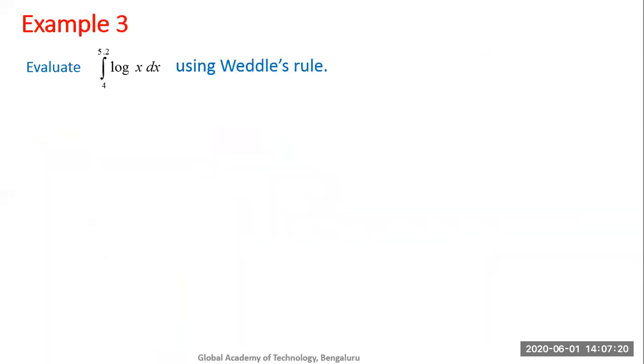Let me take another example. Integrate log x dx from 4 to 5.2. The lower limit is 4, upper limit is 5.2. Log x, the base is always e, log x to the base e dx, using Weddle's rule.